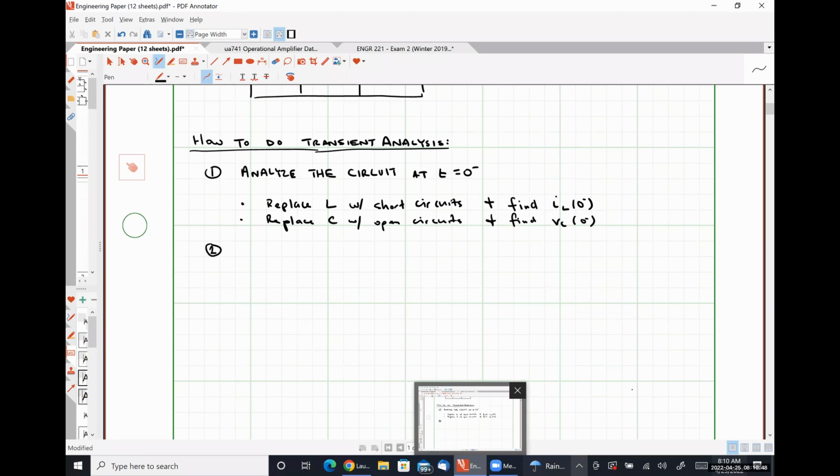Step 2. I don't know why this thing won't go away. There we go. We're going to get to that in a moment, but you're 100% right. Yes, neither of those quantities will change between 0 minus and 0 plus.